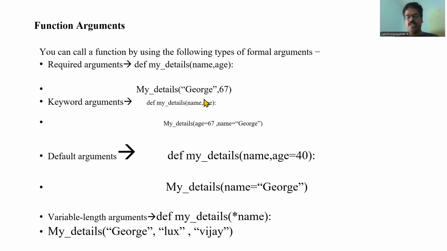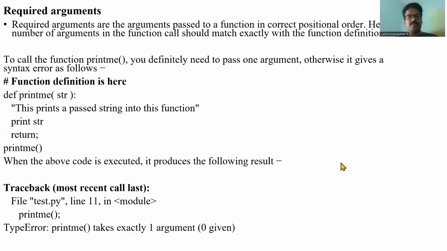See, the position here is changed. And this is a default argument. By default, I'm passing the value 40 for the age while declaring the function. Then I need not pass it again while calling the function; I just pass the left out values for the name argument. And this is the variable length: when I'm using a star name, I can pass a number of values here.